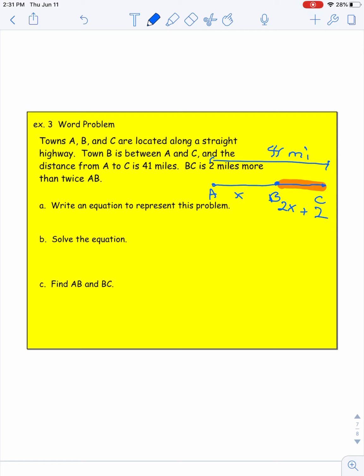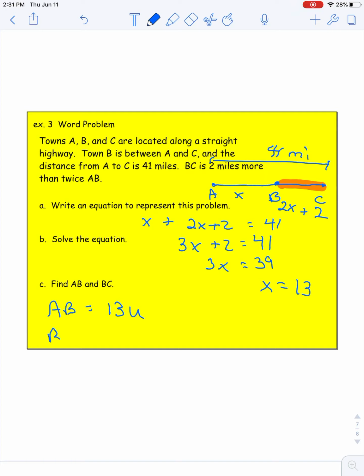So I wrote it. Now how do I write the equation? Well, I know that AB plus BC has to equal the whole thing AC, which is 41. So now when I solve, I combine like terms. I get 3x plus 2 equals 41. I subtract 2 on each side, and I get 3x equals 39. So my value of x is 13. So that means that AB, since that is x, is equal to 13 units.